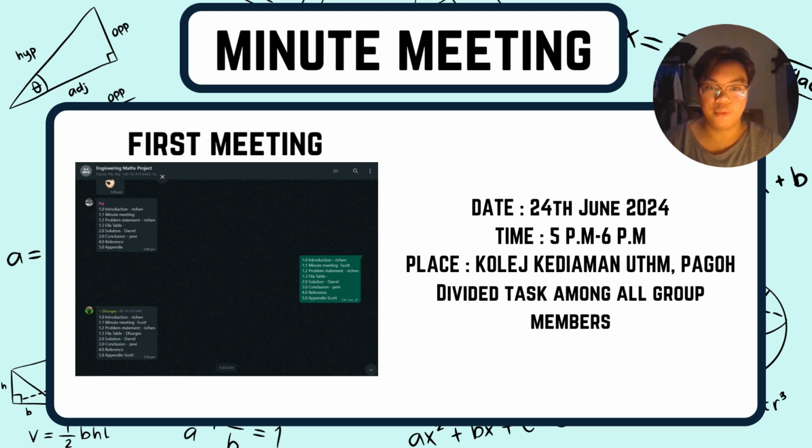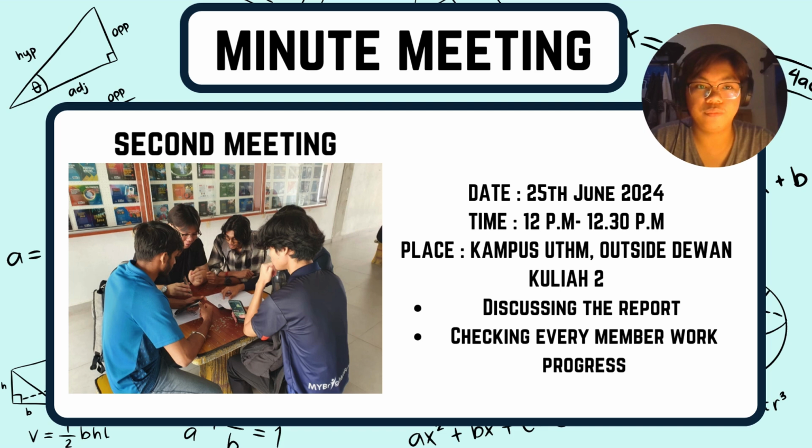So, for the first meeting on the 24th June 2024, we all made a WhatsApp group where we divided the task among all group members. For the second meeting, on 25th June, after class hour, we all gathered at campus UTHM outside Dewan Kuliah 2, where we discussed the report and checked every member's work progress for the report.